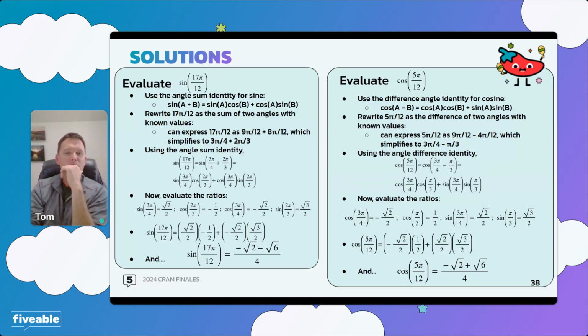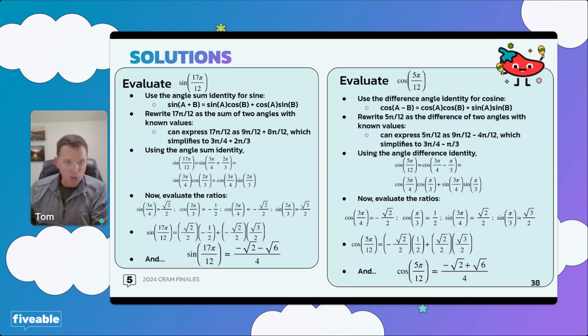But I want to highlight a couple of the highlights of this solution. For sine of 17 pi over 12, there are actually a number of combinations of angles that will make 17 pi over 12. This particular example uses 9 pi over 12 and 8 pi over 12. And those may not be familiar to you, but when you simplify them, you'll get 3 pi over 4 and 2 pi over 3.